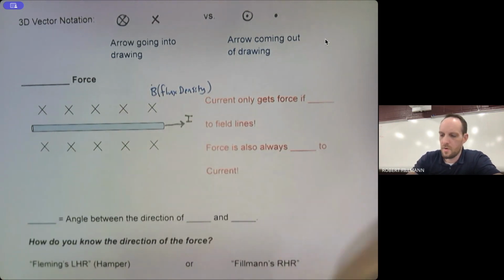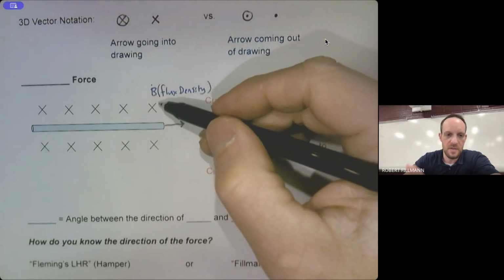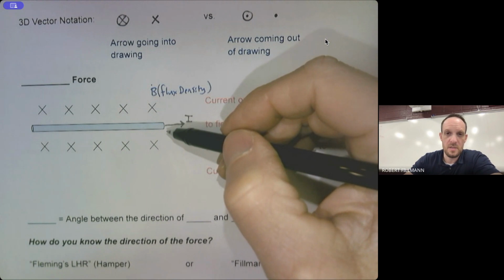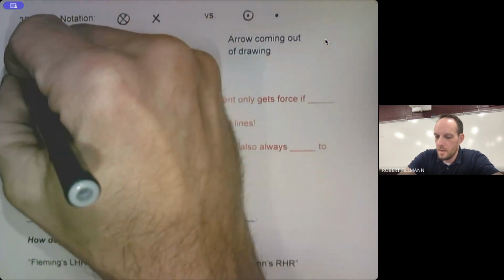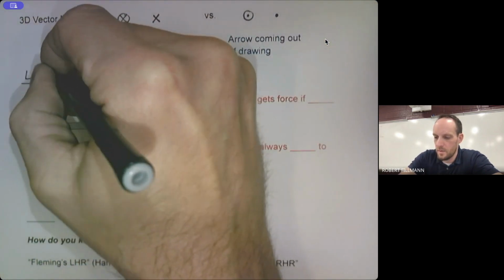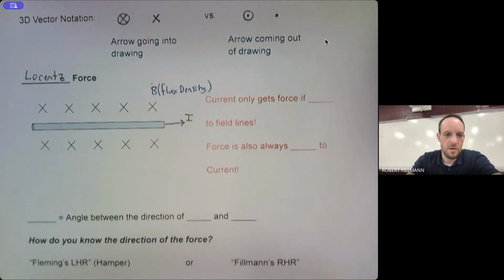In this particular orientation, the current is going to get a force. This magnetic field is caused by something else. And remember, the current itself is a magnet, so it's going to interact with this field just like two bar magnets would interact with each other. And this force is called the Lorentz force. It's the force a current experiences by being in a magnetic field.